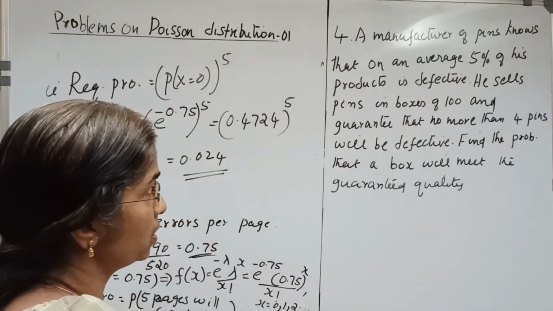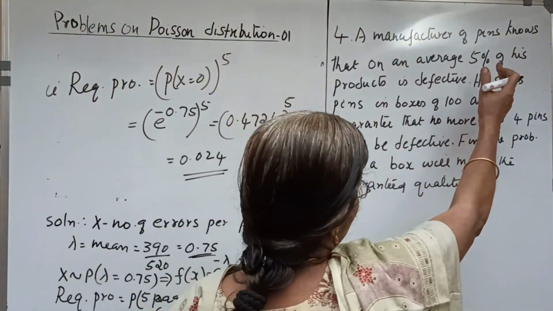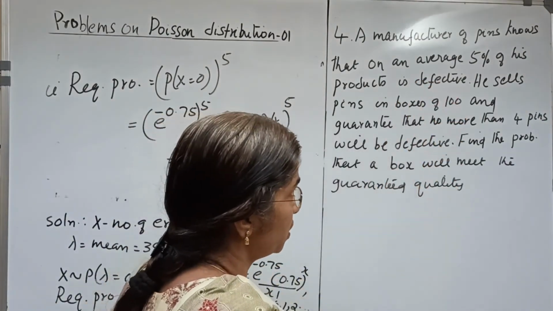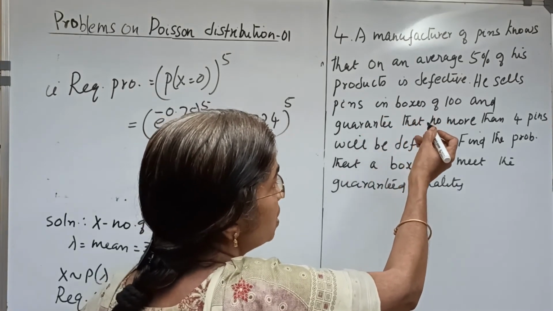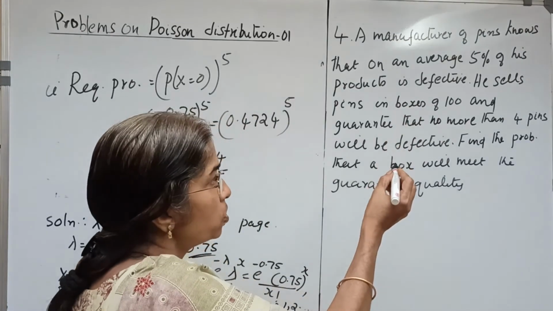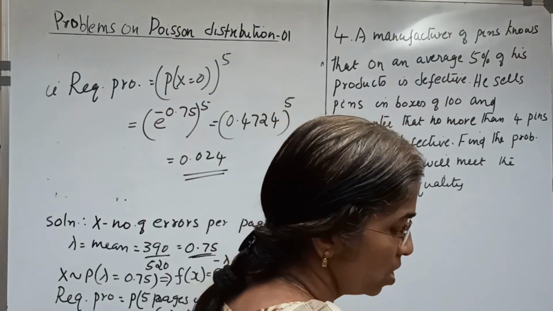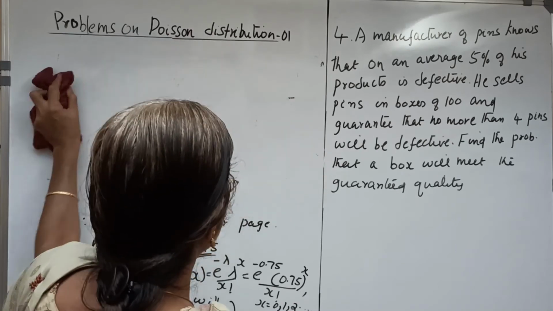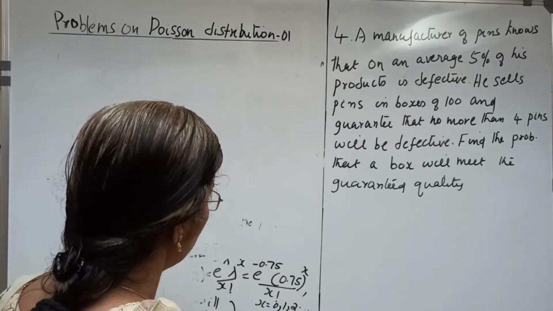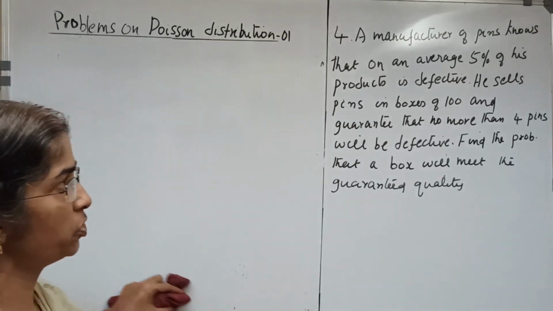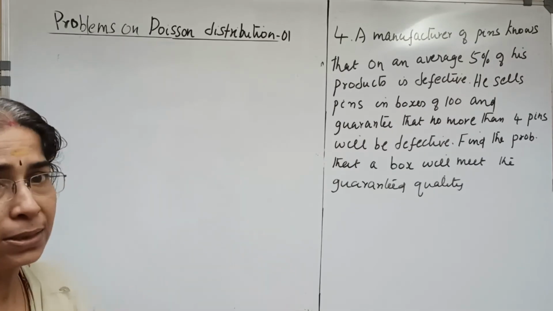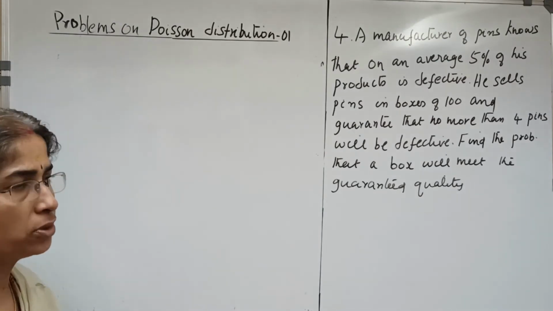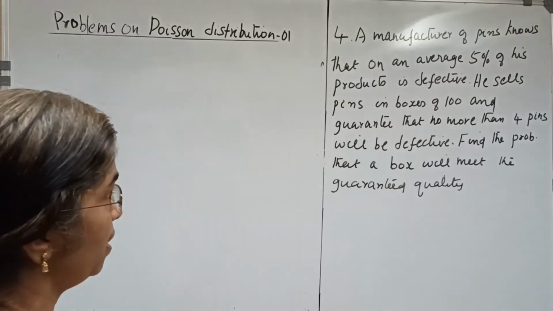Okay. Now we consider the next question. A manufacturer of pins knows that on an average 5% of his products is defective. He sells pins in boxes of 100 and guarantees that no more than 4 pins will be defective. Find the probability that a box will meet the guaranteed quality. Okay, so this question is the application of binomial distribution. That is, we know binomial distribution tends to Poisson distribution as n tends to infinity, p tends to 0, such that np equal to lambda is finite.